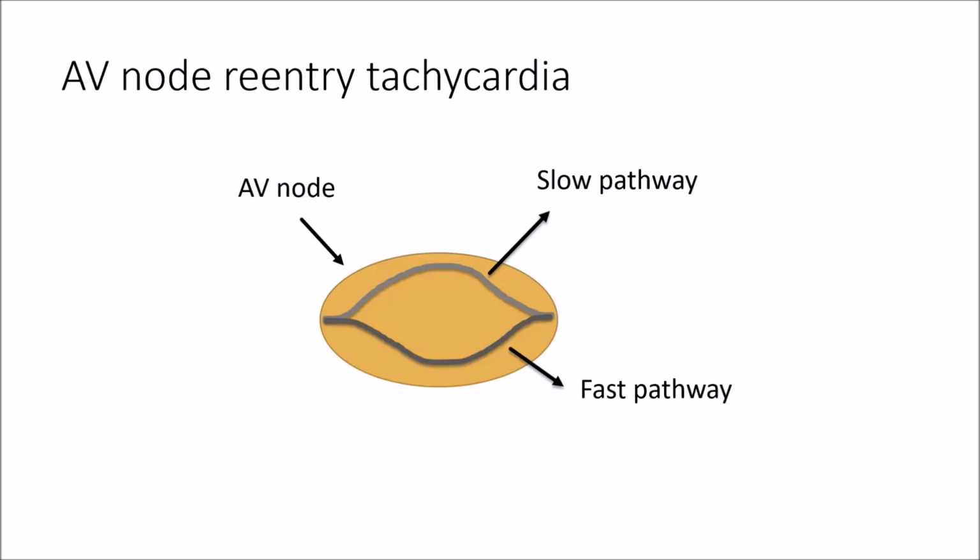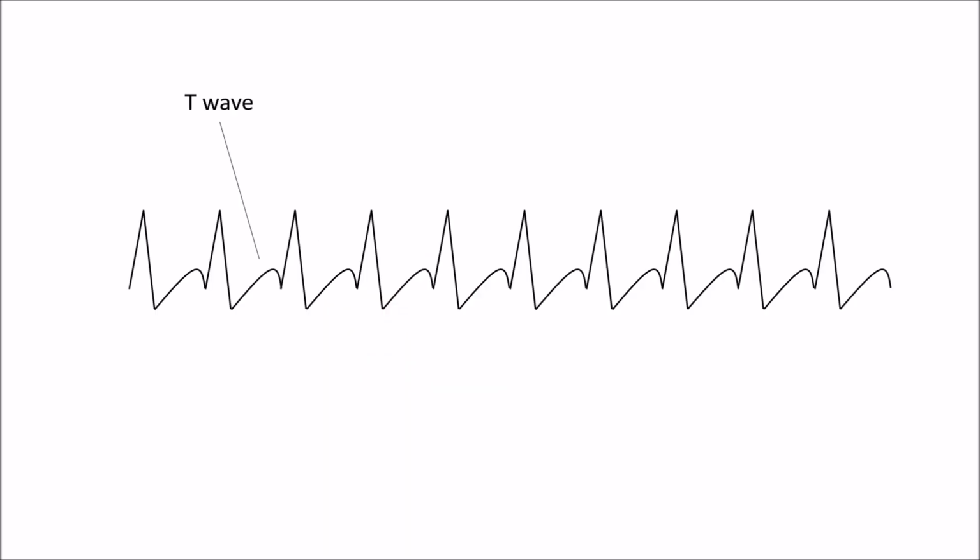Some people have an AV node with two conducting paths. Mostly they are asymptomatic. Occasionally, however, a circular excitation can occur. This corresponds to AV node reentry tachycardia. You can see the corresponding ECG on this slide. You can no longer detect typical P waves.